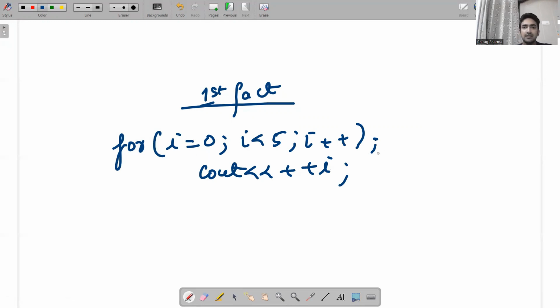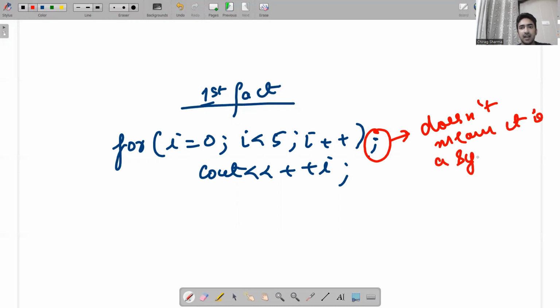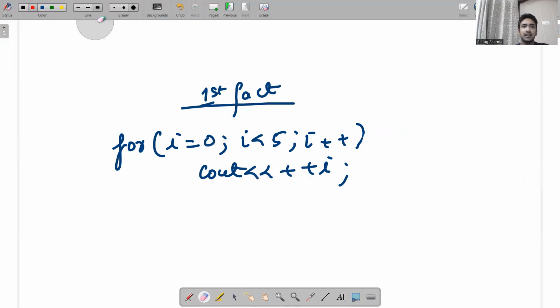Let me tell you that a semicolon after a for loop does not mean it is a syntax error. Never does it mean that, because it has a different significance altogether, but it is not a syntax error. It means something that I will be discussing right now. So what does that mean?